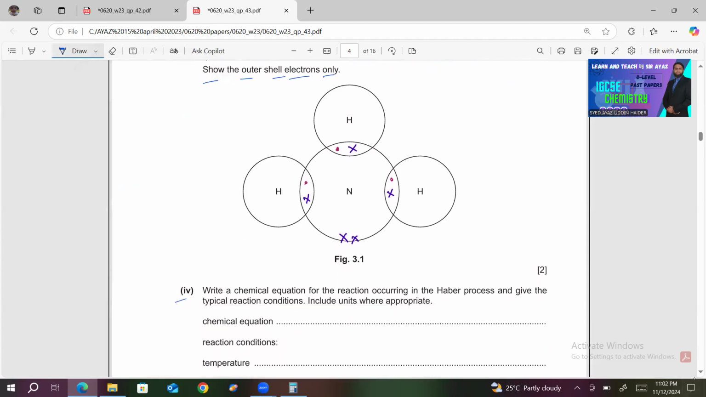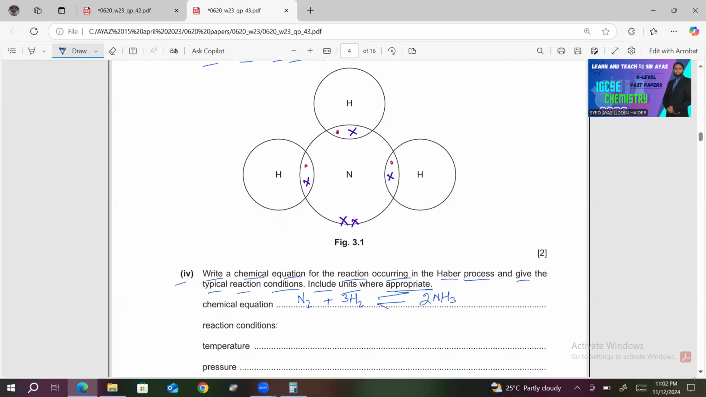Number 4, write a chemical equation for the reaction occurring in the Haber process and give the typical reaction conditions. Include units where appropriate. Now the chemical reaction is the reaction between nitrogen and hydrogen. So we have 1 mole of nitrogen reacting with 3 moles of hydrogen to produce 2 moles of ammonia. There must be a reversible sign. It's a reversible reaction. So the final product will be 2NH3.